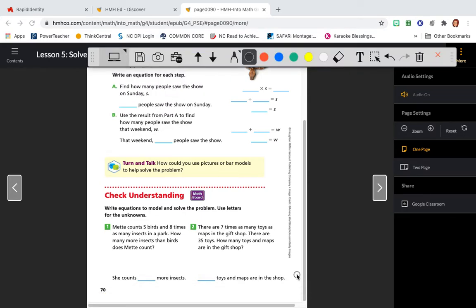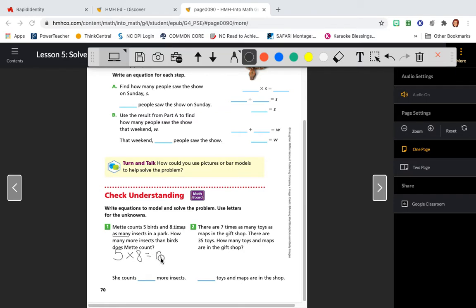Write an equation to model and solve the problem. Use letters for the unknowns. Met counts 5 birds and 8 times as many insects in a park. How many more insects than birds does Met count? So first let's start with our equation. She counts 5 birds and 8 times as many. So we're multiplying. And then we'll just use an N for the unknown number.